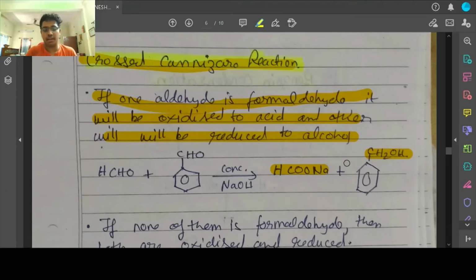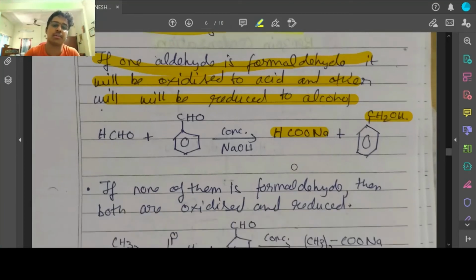So if out of the two compounds, either one is formaldehyde, then formaldehyde will always be oxidized. Formaldehyde never gets reduced. Formaldehyde is always oxidized to acid, HCOONa, and the other aldehyde will be reduced. So note, formaldehyde cannot be reduced. Formaldehyde is always oxidized.